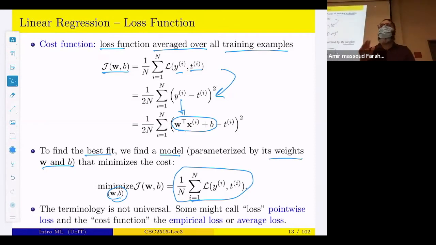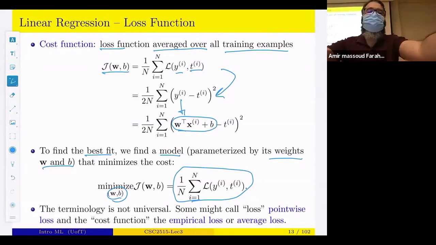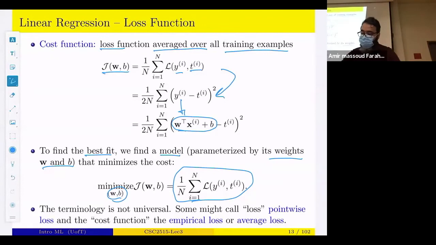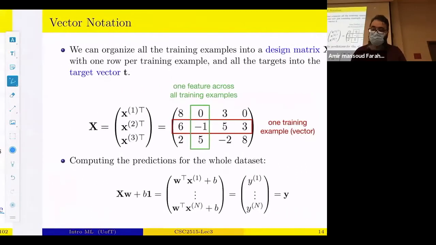So I should warn you that this terminology is not universal, like the choice of what is loss and what is cost function. Different people may use different things slightly. For example, some people might call what we call loss, which is only for the error for one single point, just point-wise loss. So they use the adjective point-wise to emphasize that it's for a point. And then the cost function, they call it again loss, but they call it empirical loss or average loss. So if you see these things, you shouldn't be surprised. Okay, any questions so far?